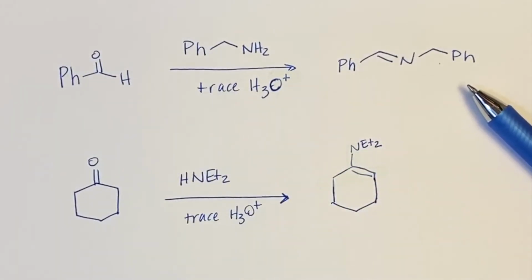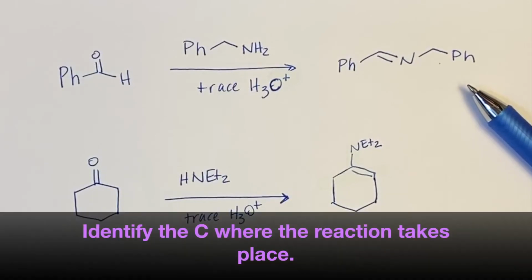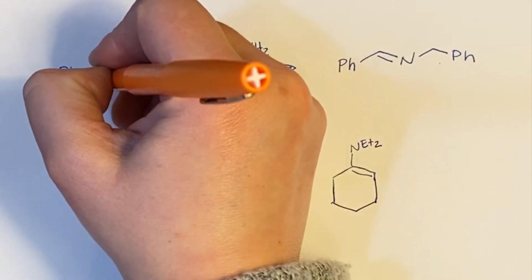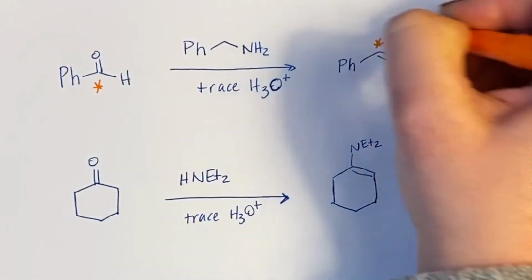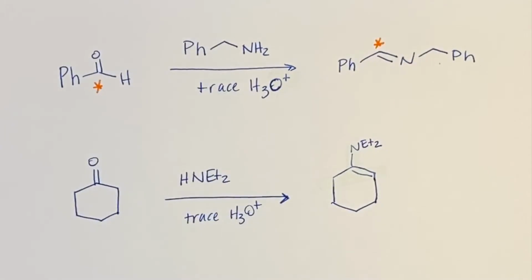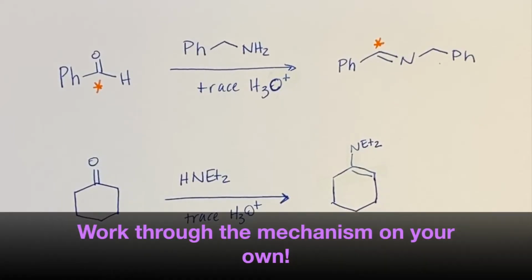In this reaction, identify the carbon where all of the chemistry happens. It's this carbon right here. That's the original carbon of the carbonyl. That's the carbon where the tetrahedral intermediate will form, and that's where all of the chemistry will happen. Make sure you can work through the mechanism on your own.